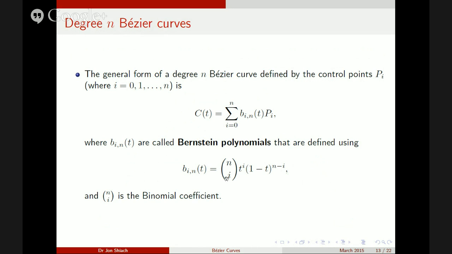This n over i is not a matrix. That's what we call the binomial coefficient. Some people write it as nCi, n choose i. So let's say we've got a quadratic. n would be 2, i goes from 0 to 2, so I've got 3 terms: B02, B12, and B22. Whatever the value of n is, if it's a quadratic, n would be 2, and i would go from 0 to 2. And that gives you what we call Bernstein polynomials.